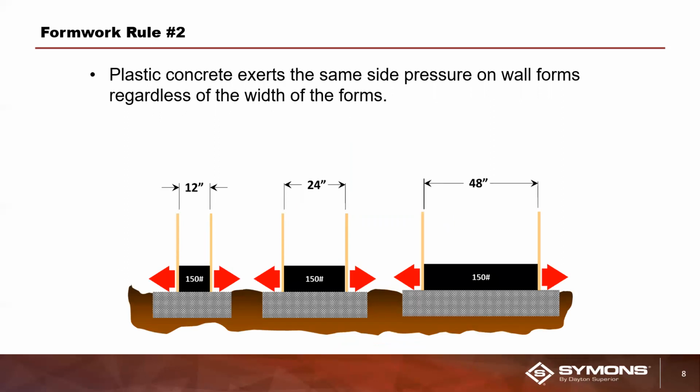It doesn't matter how wide the walls are. 1 square foot of concrete pressure is still 1 square foot of concrete pressure. It doesn't matter if the wall is 30 inches wide or 12 inches wide. You are still only going to exert 150 pounds of pressure outward on the concrete forms.